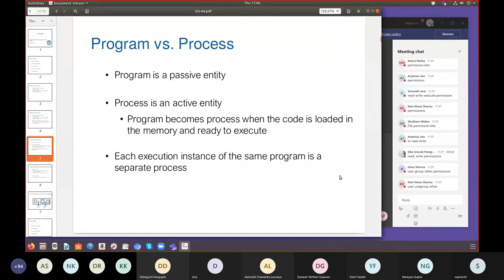So as I said, we will clearly distinguish between these two terms, process and program. A program is a passive entity. Like you write a C program, a .c file, that's a passive entity, as in that's just a file. A process is an active entity, which is actually running on the system. So a program becomes a process when the code is loaded in the memory and is ready to execute.